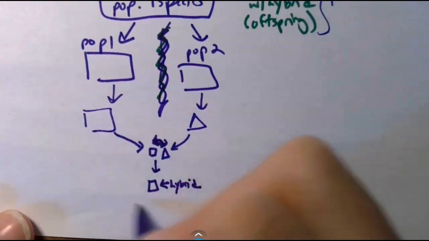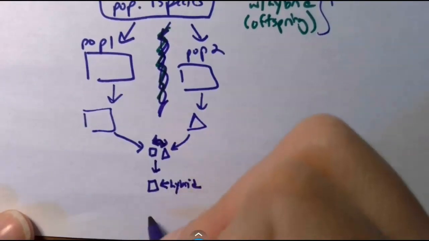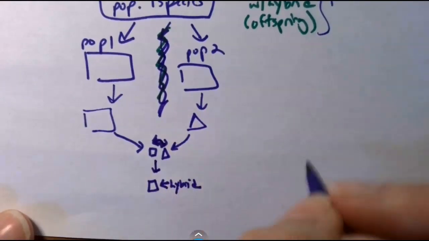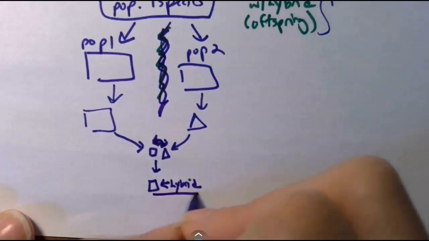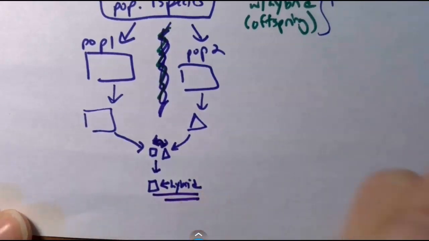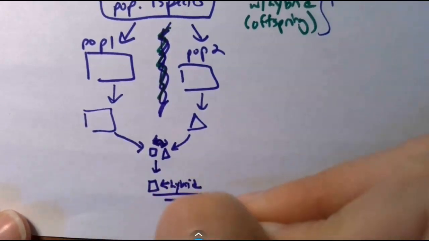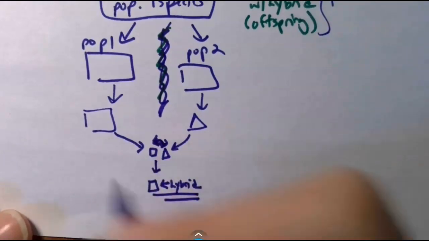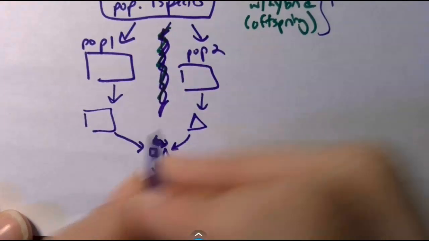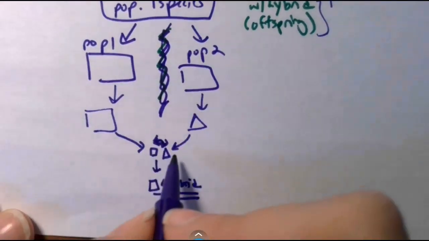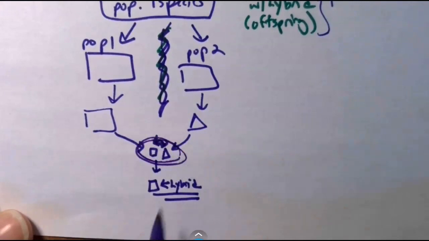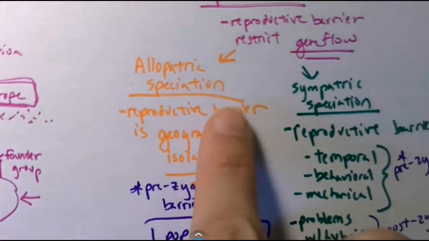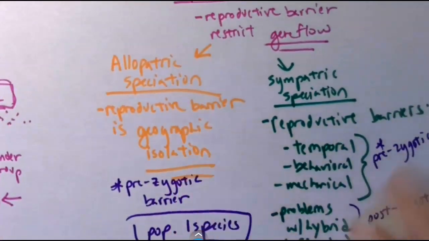If they're still able to produce a hybrid and their children are able to produce children, they're still part of the same species. But if this hybrid is weak or is sterile or the children of this hybrid are weak, those are problems with the hybrid. Those are postzygotic problems, and now they're part of a new species. So if at any point organisms from two populations can no longer mate and produce fertile offspring, then speciation can occur. Allopatric speciation is when the reproductive barrier is geographic.